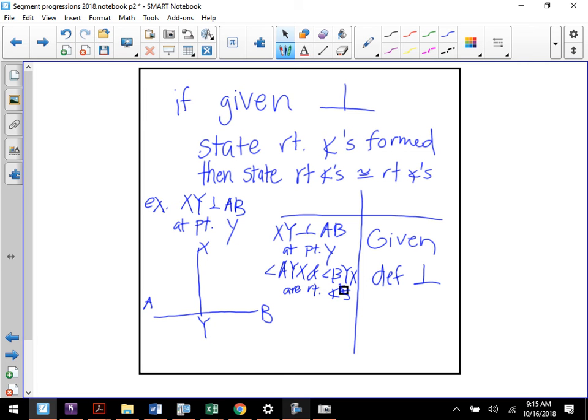See, but I would have the things split. I'm just really going to make this split. And then your second statement is that those two angles are congruent to each other. So you can say angle AYX is congruent to angle BYX, because you know that all right angles are congruent.